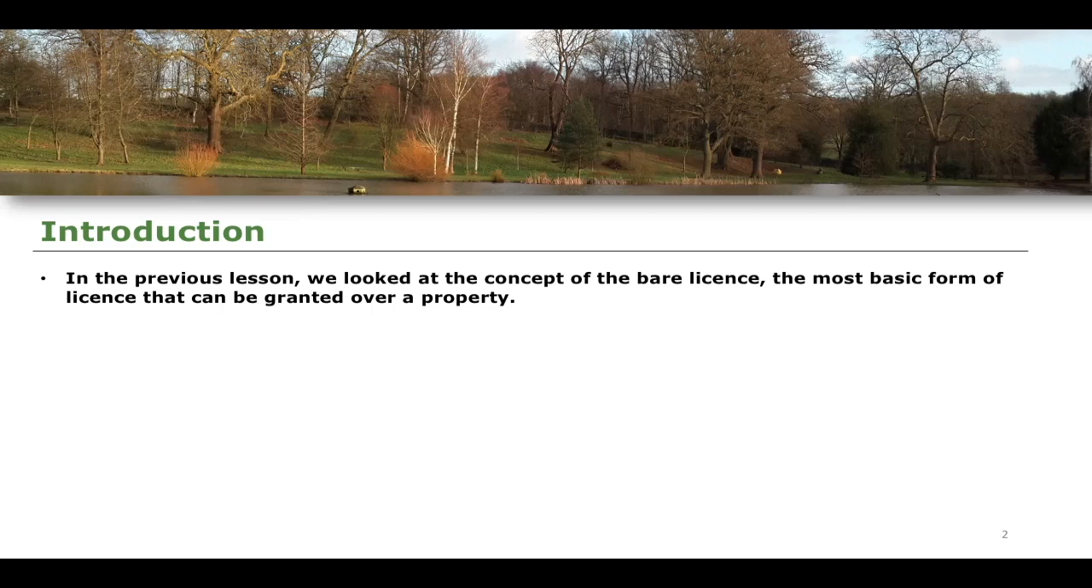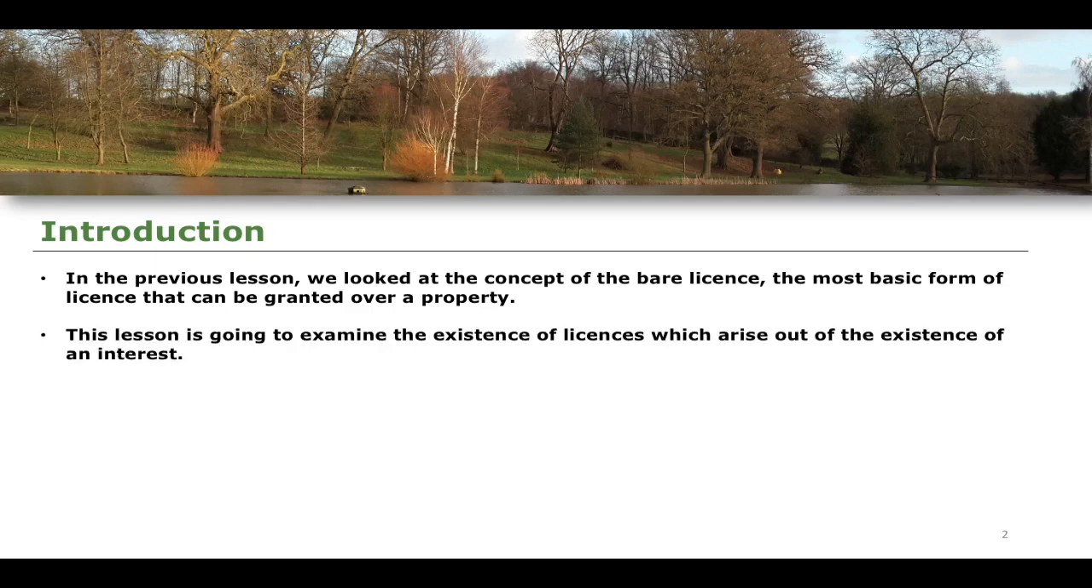I used the example of a postman or postwoman who has license impliedly to enter onto your front garden in order to deliver the mail. Obviously, you don't give express permission every single time a postman or a postwoman comes onto your property. Sometimes you don't even know they're there. It is only when the dog starts barking that you know that they're there. So that's what the previous lesson examined. This lesson is going to examine the existence of licenses which may arise out of the existence of an interest, and these are known as licenses coupled with an interest.